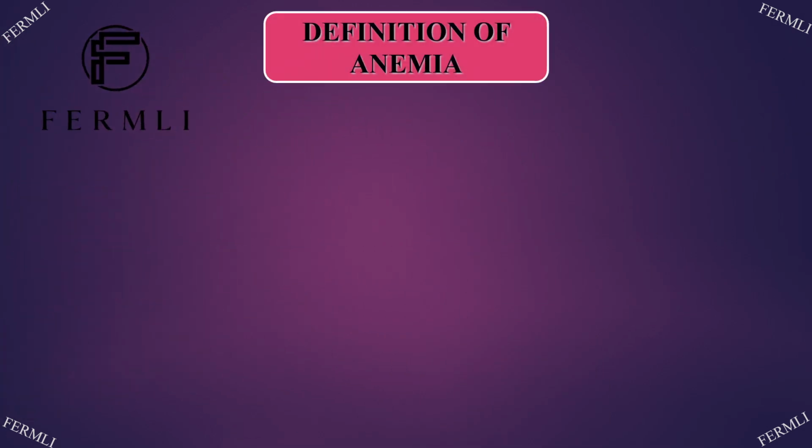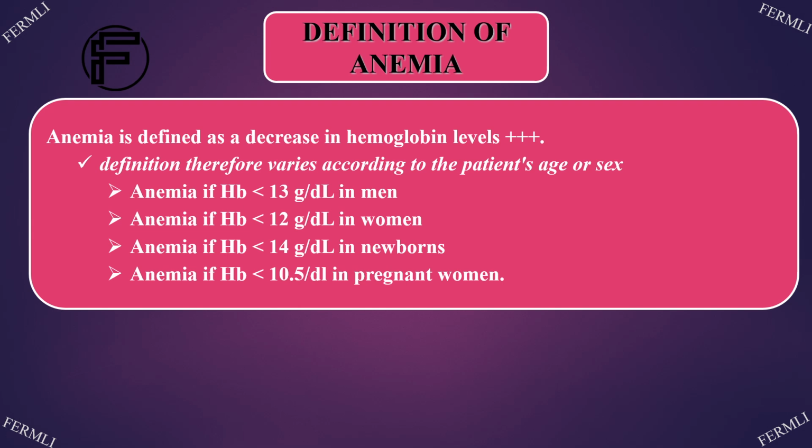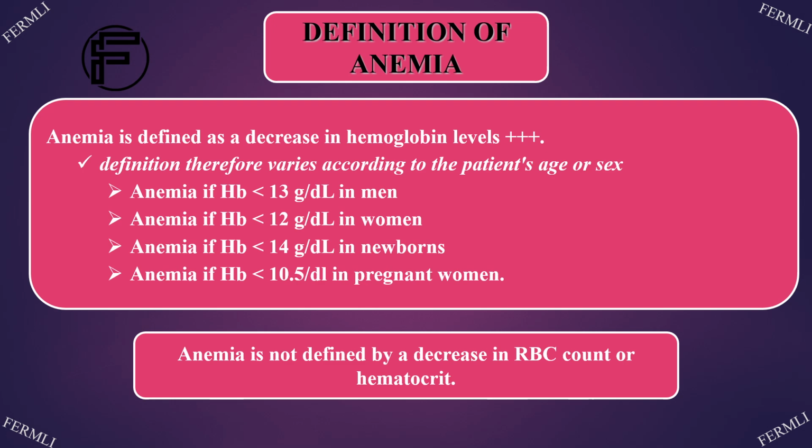Definition of anemia. Anemia is defined as a decrease in hemoglobin levels. The definition therefore varies according to the patient's age or sex. Anemia if hemoglobin is less than 13 grams per deciliter in men, less than 12 in women, less than 14 in newborns, and less than 10.5 in pregnant women. Anemia is not defined by a decrease in red blood cell count or hematocrit.